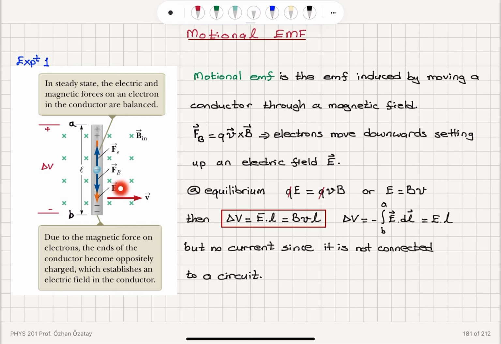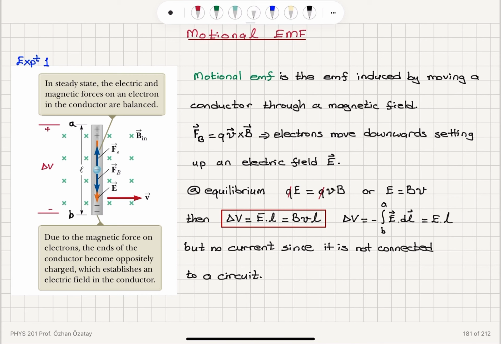Is there a current set up at steady state? There is no current since it's not connected to a circuit. This conductor is not connected to a circuit. The loop is not completed here. Therefore, there will be a potential difference built up between the two ends of the conductor, but no current because it's not connected to a circuit.